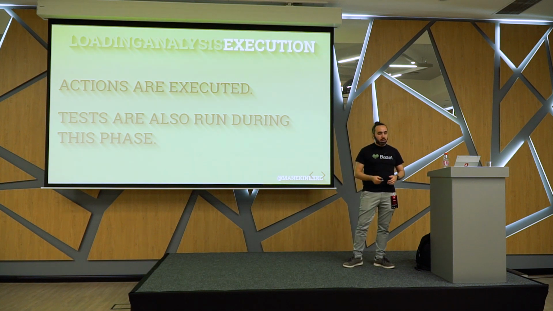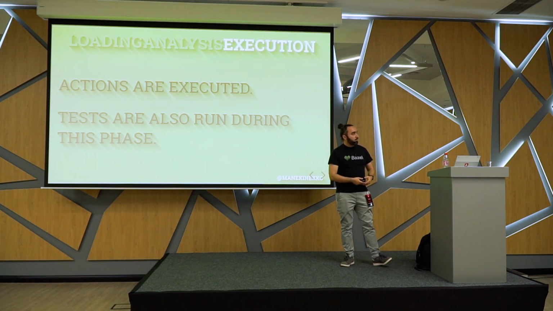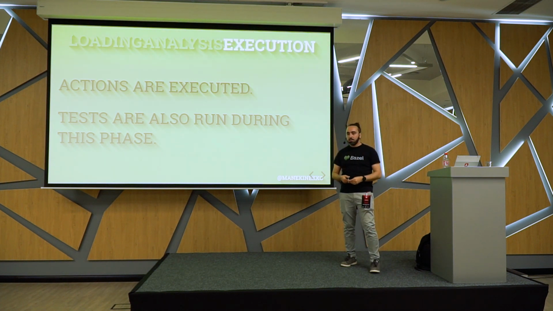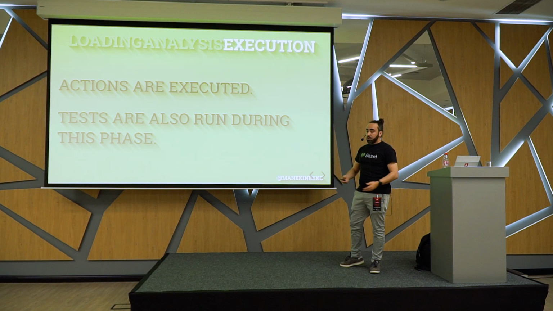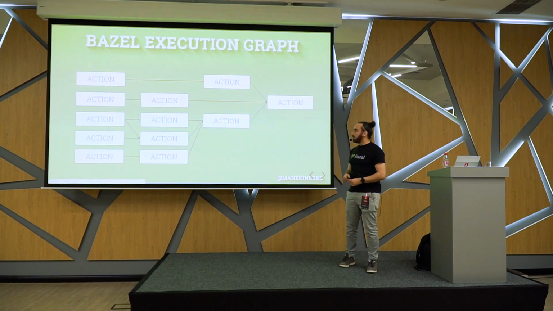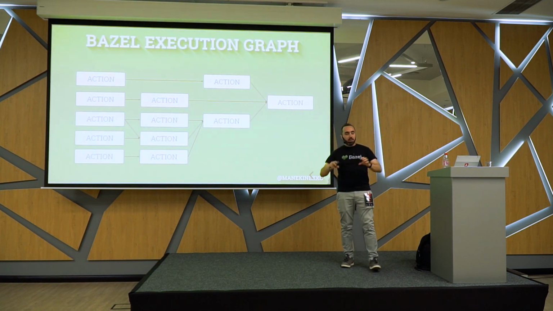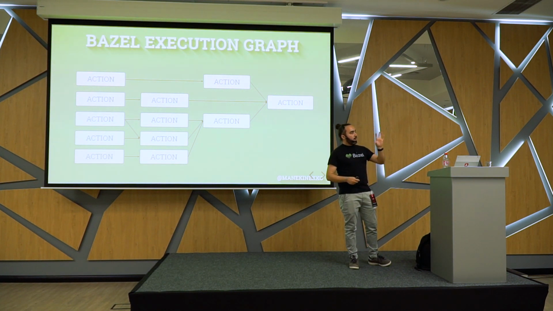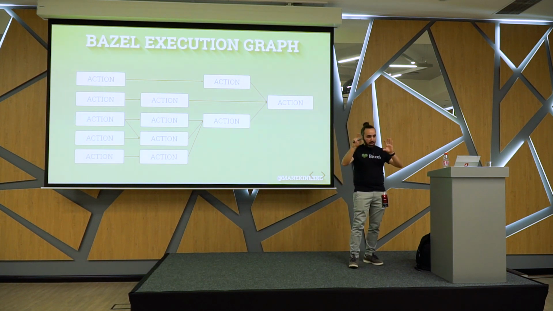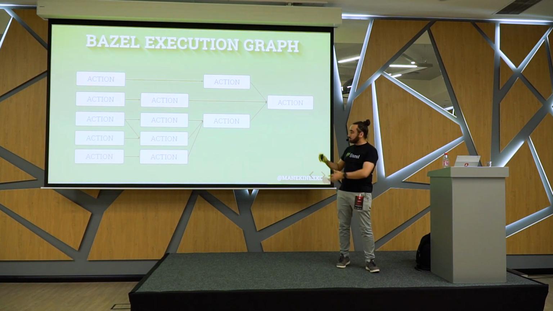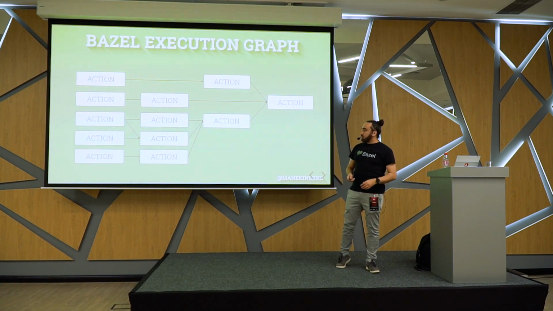And when everything is ready, this generated graph from the analysis phase is passed to the third phase, the execution phase, where the actions are run and executed. And this is also where all the tests are run, by the way. All right, again, I like visuals, that's the way I prefer to learn. So you have your execution model like this, all the actions and their explicit and implicit dependencies modeled like this.